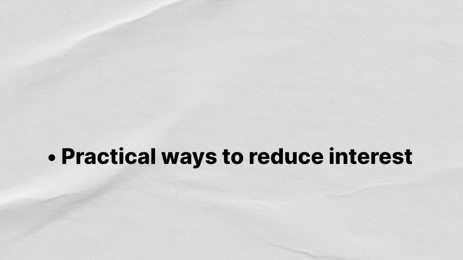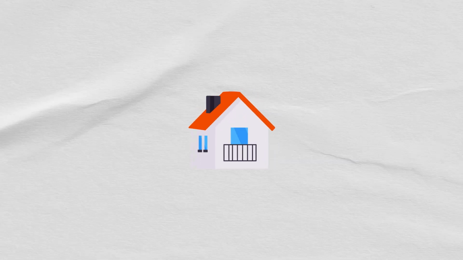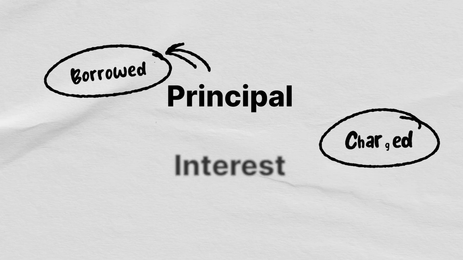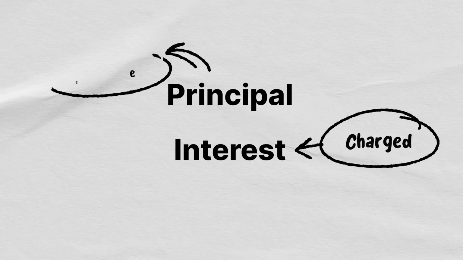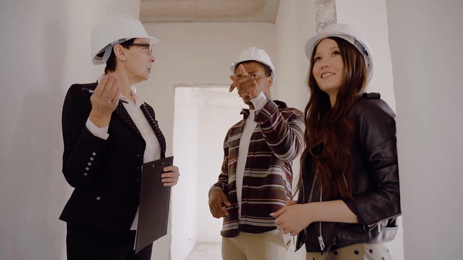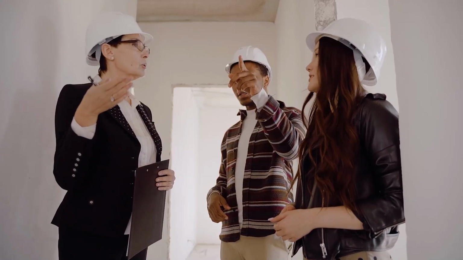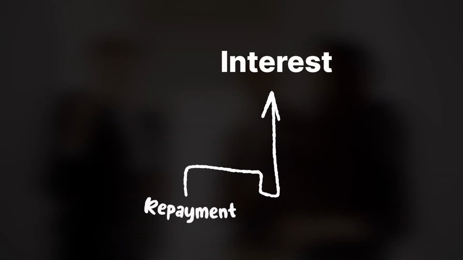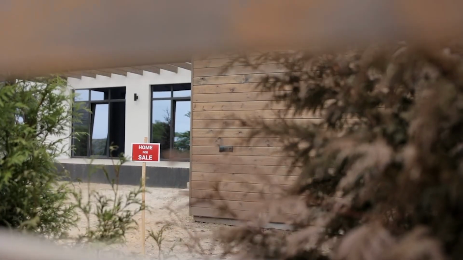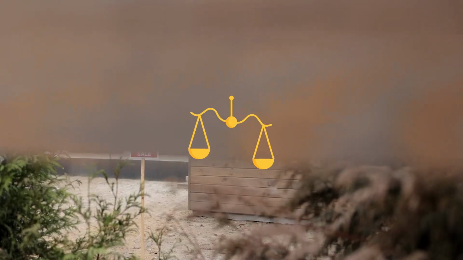A standard home loan repayment is made up of two components: principal and interest. The principal is the amount you borrowed, and the interest is what the lender charges you for borrowing that money. In the early years of a home loan, a large portion of each repayment goes toward interest rather than reducing the loan balance. This is normal, but it often catches people off guard. Even though you're making repayments, the loan balance can feel like it's barely moving at first.